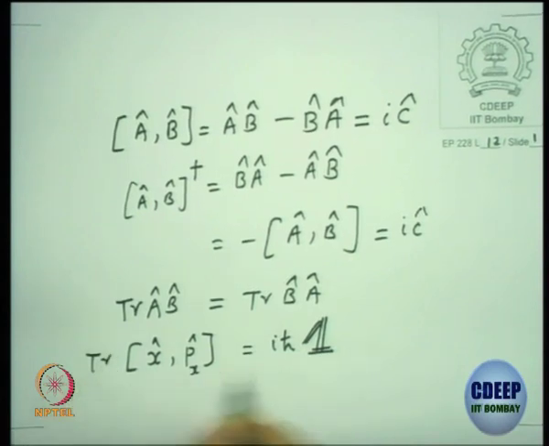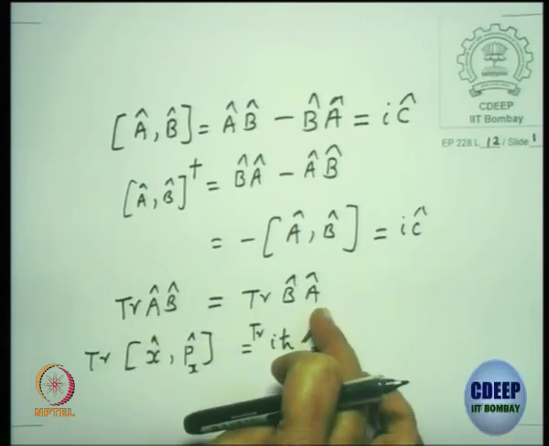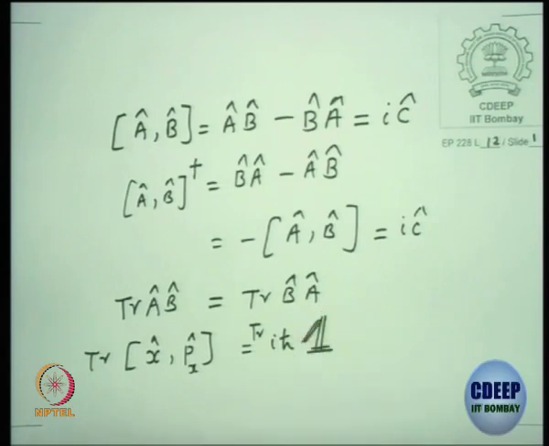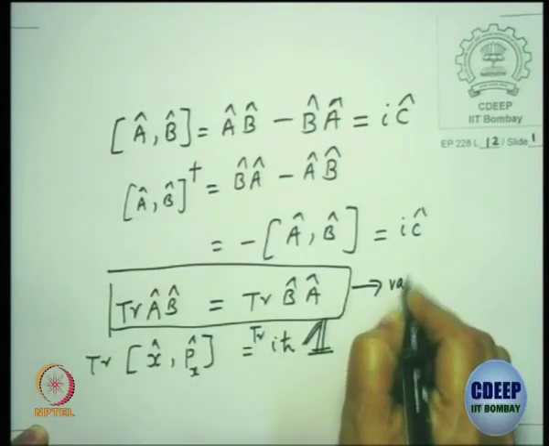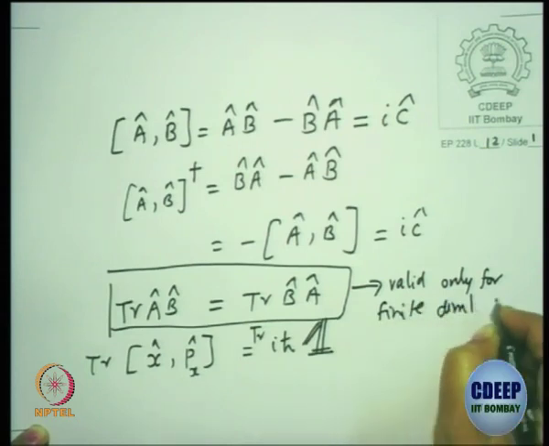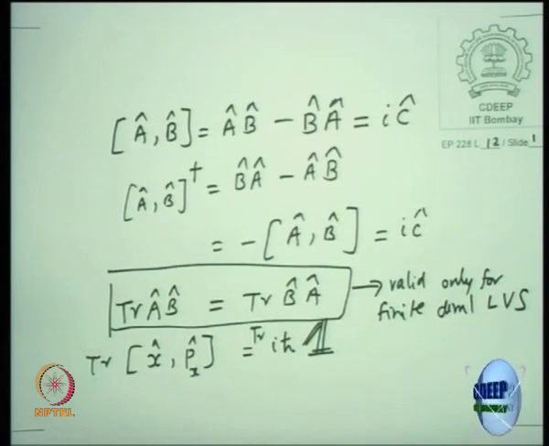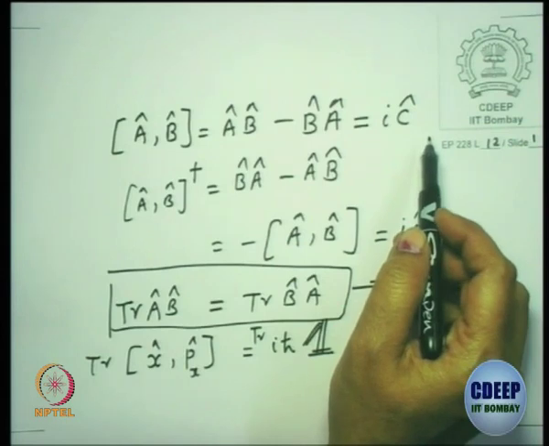If I take the trace on both sides, what will the left hand side be? Left hand side is 0 by this property. Is that correct? Then what is the problem? Tell me, is this allowed? This contradicts, left hand side is not equal to right hand side, right? So which means this identity is valid only for a finite dimensional linear vector space. That's the only way. In the infinite dimensional vector space, you cannot have it. In general, if you have an AB commutator as IC, you have to impose what?